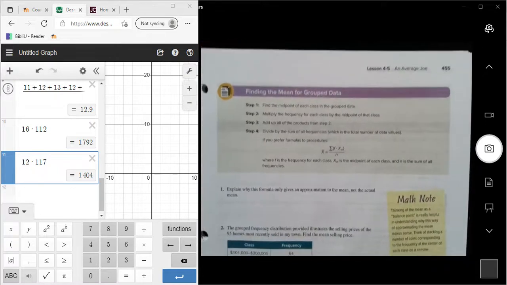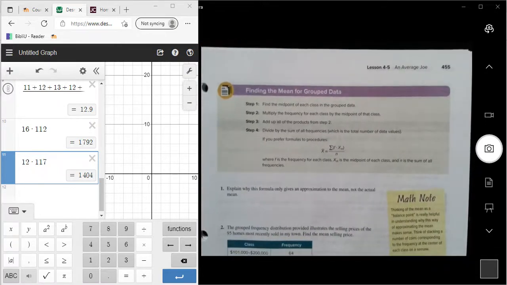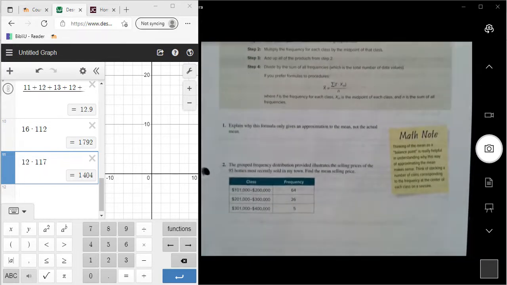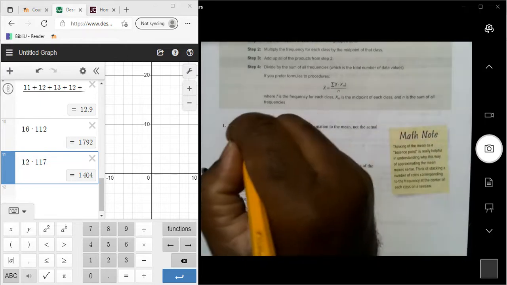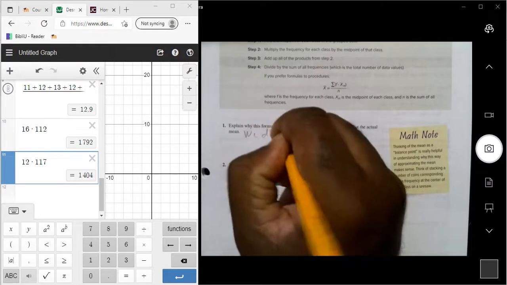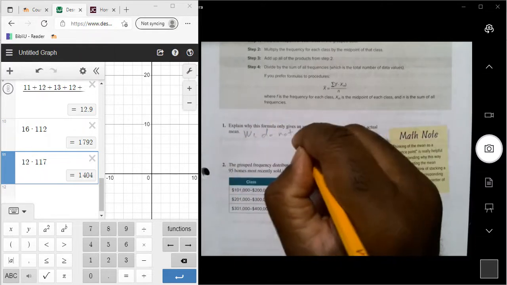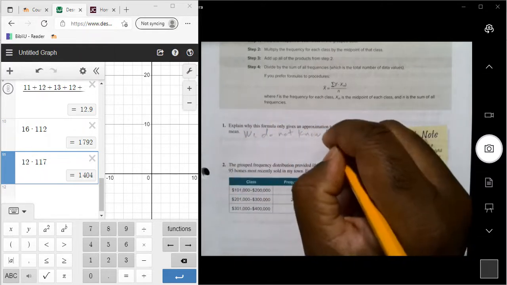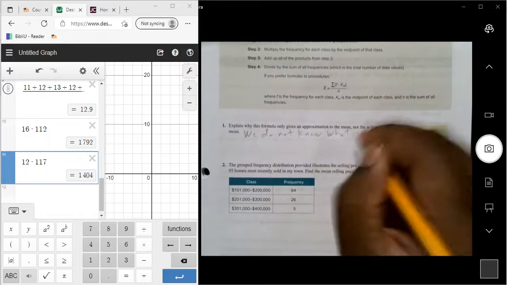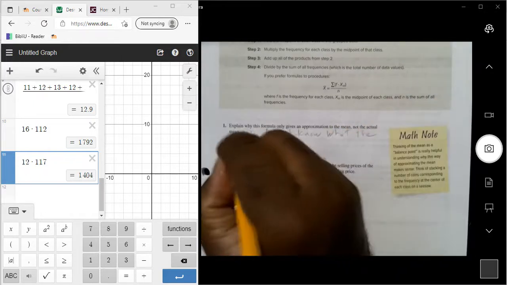Okay, now we move on to the next page. It says finding the mean of group data. We just went through that, so you can read that at your leisure. Now it says number 1, explain why the formula only gives an approximation to the mean, not the actual mean. We do not know what the actual numbers are.